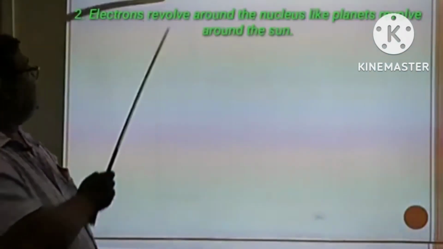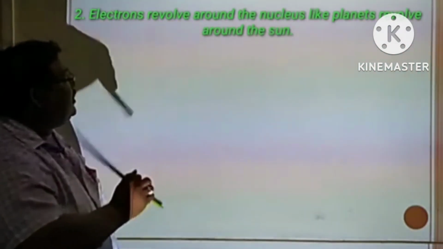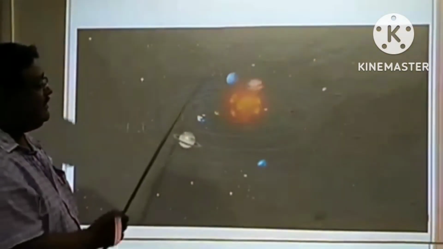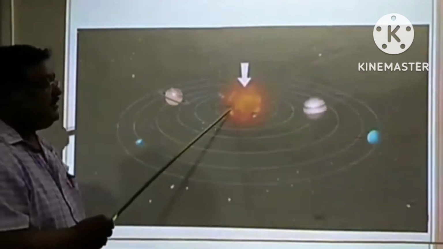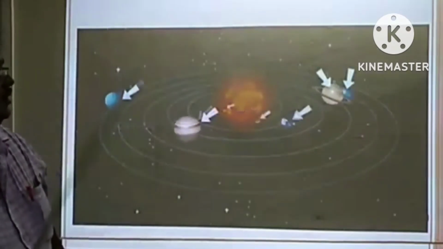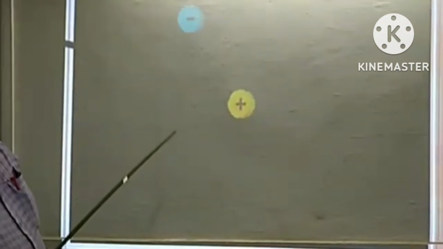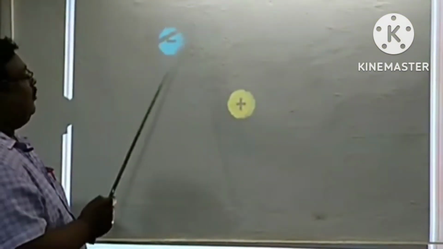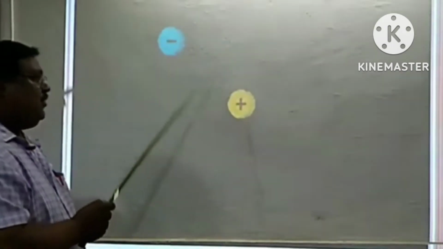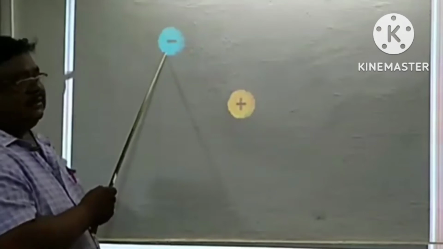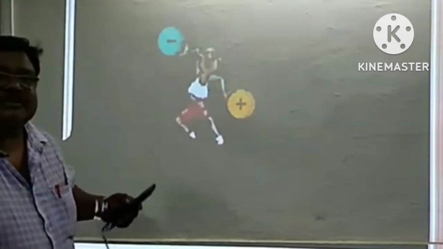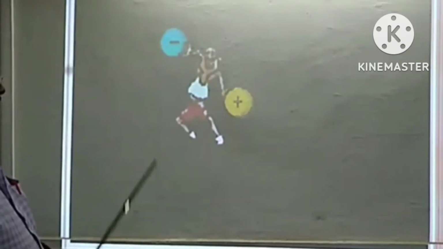Now, the second postulate is that electrons revolve around the nucleus like planets revolve around the sun. Like the planets revolve around the sun, the nucleus is situated at the center and electrons are orbiting around the nucleus. Now, since electron and nucleus are opposite charges, there should be some attraction between them. However, electrons do not fall into the nucleus. That means there might be some force which is keeping them apart. And what is that force?